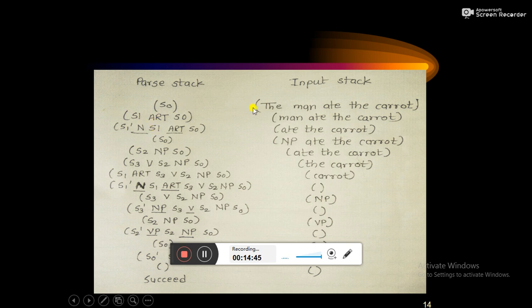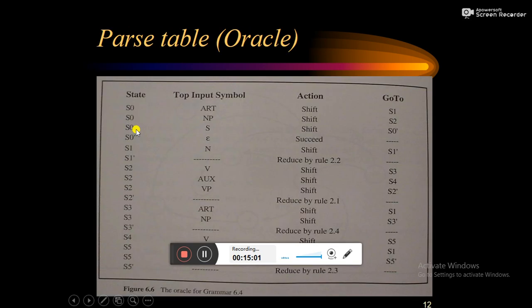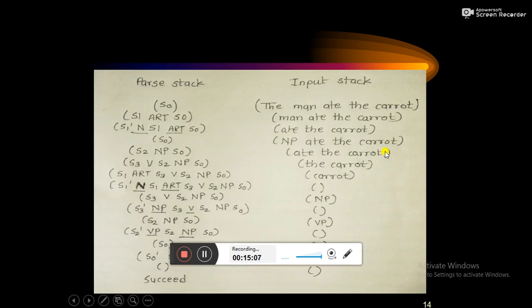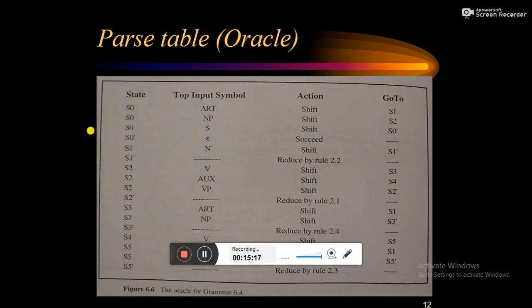Then it will fetch the next token, man, whose part of speech category is N, noun. What is the action to be performed with respect to the table? When S1 gets a noun, S1 on noun says shift to S1 dash. So it will push S1 dash onto the parse stack. Then once it gets S1 dash, what does S1 dash say? Reduce. When it goes into the dash state, the reduce operation is always to be performed. That is why it will check.